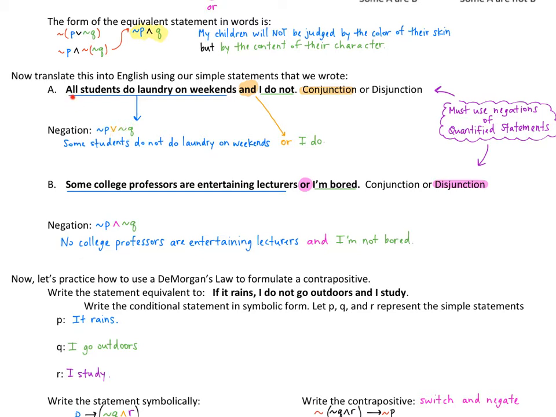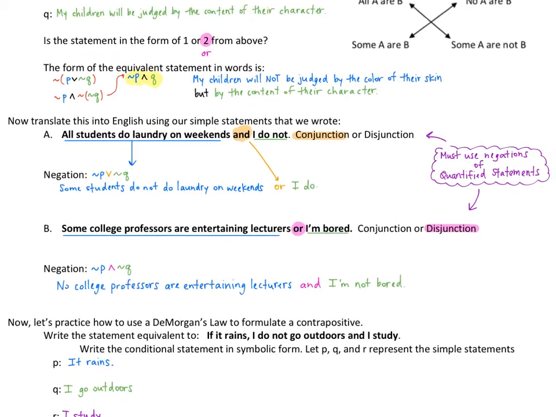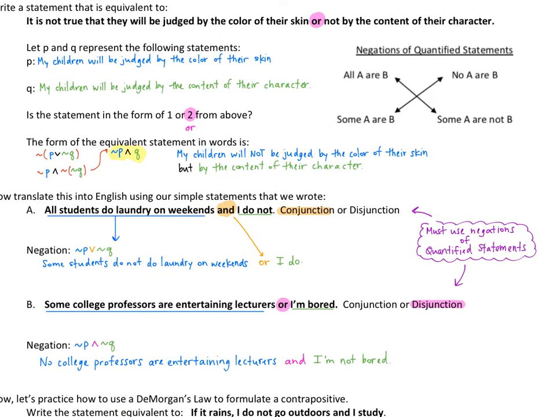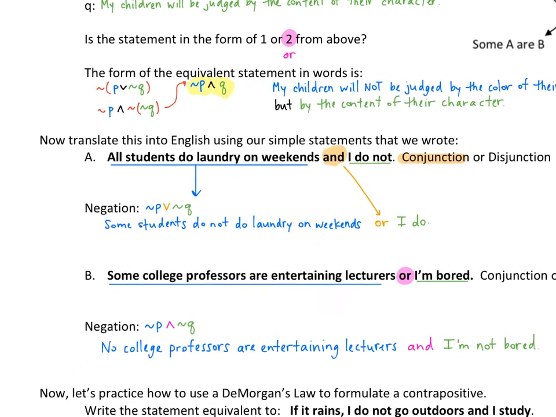Now what we should notice is this first part is a quantified statement. All students do laundry on weekends. So we must use the negations of the quantified statements. So remind yourself of this table up here, okay? So if I have all A are B, my negation is going to be some A are not B. So that's our blue statement down here.